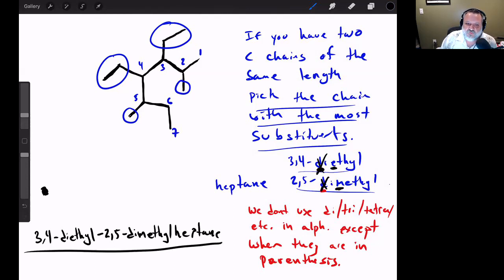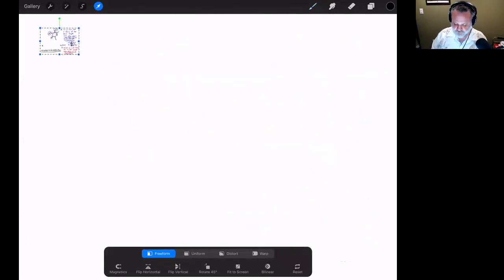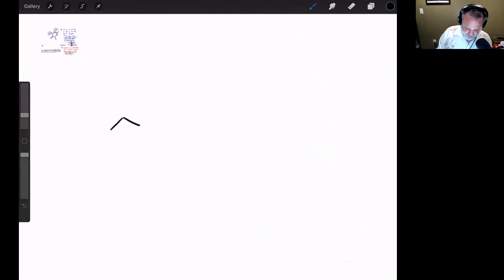And so that illustrates a couple of other rules. If you have 2 chains that are the same length, then we pick the chain that has the most substituents. And if we need to alphabetize substituents, we do alphabetizing based on the parent name, not the numerical prefix, unless those numerical prefixes are presented to the reader inside of parentheses. And so let's take a look at when that might happen. Let's come up with a different example. So bear with me a second while I make an example.